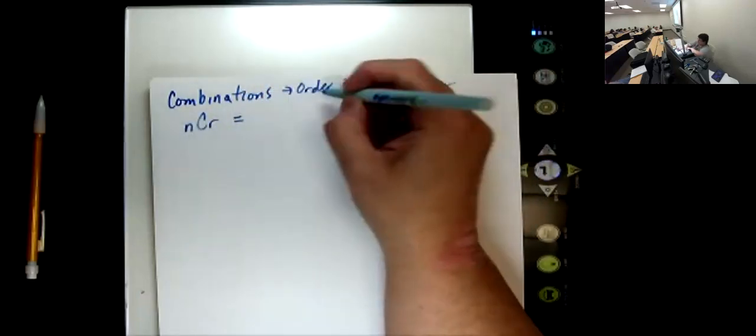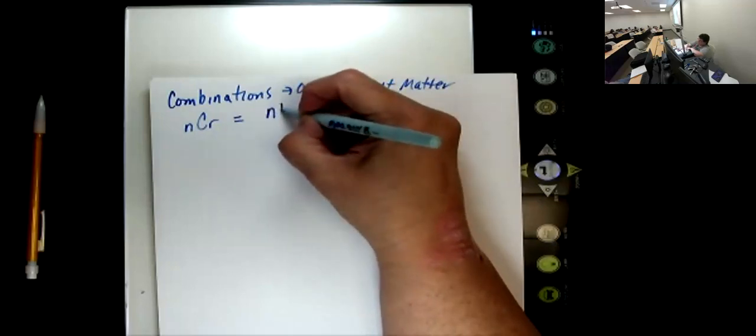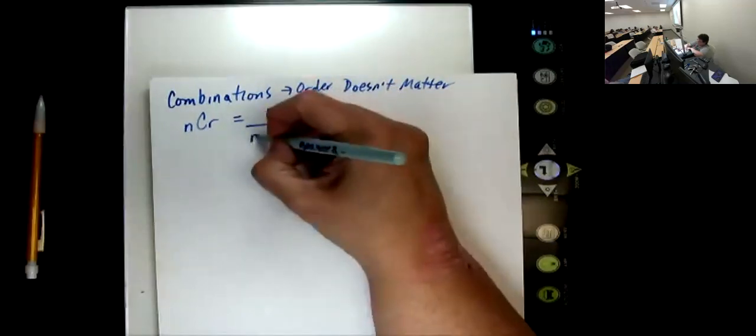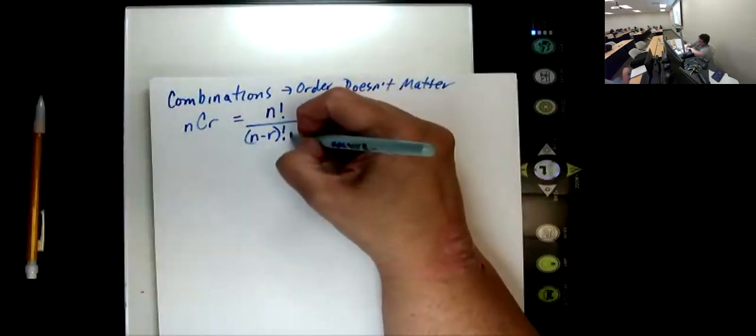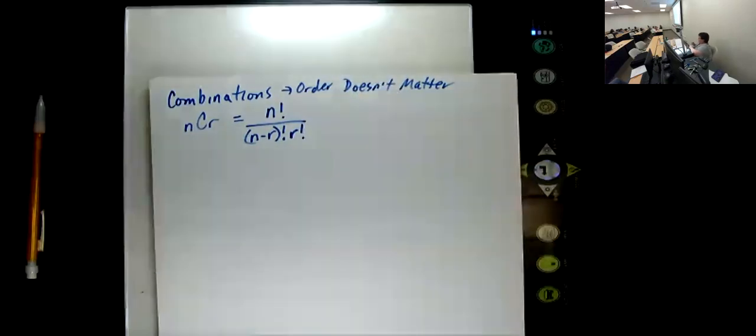It looks very similar to NPR. We have n factorial on top. We have n minus r factorial on bottom. We also have r factorial on bottom. So it's got a little bit more.